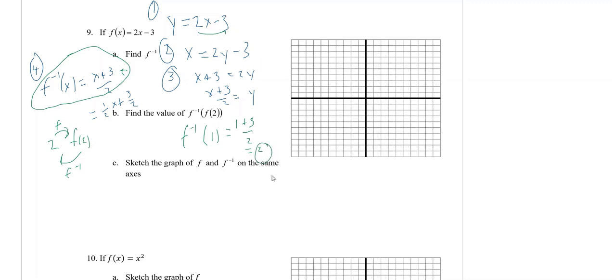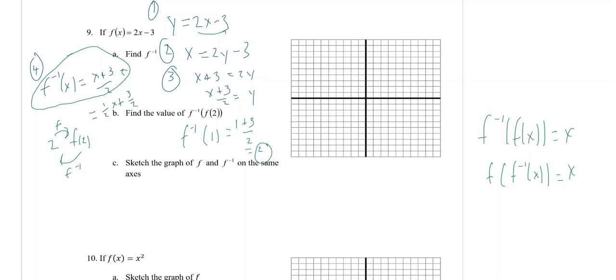F inverse of f of 2 is 2, because f inverse of f of any number is that number. And in fact, f of f inverse of any number is that number. That's part of the definition of inverses. Check the handout that I posted under downloads. All right, sketch these guys on the same graph.